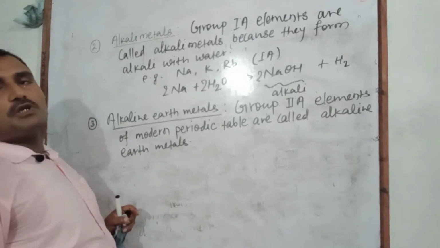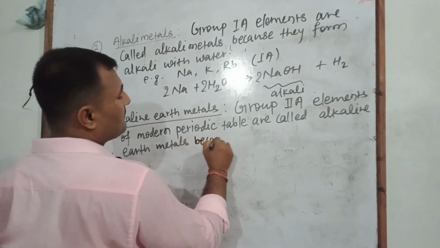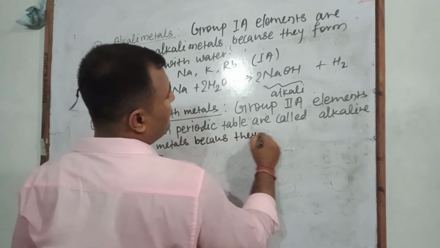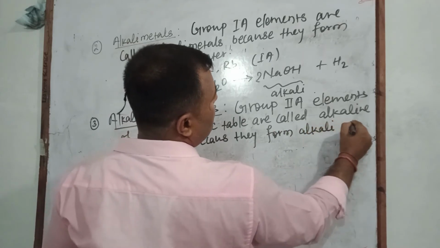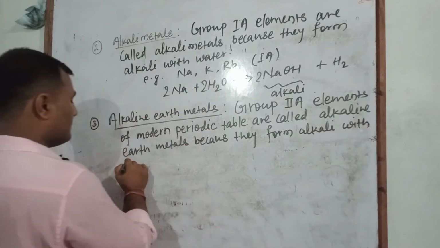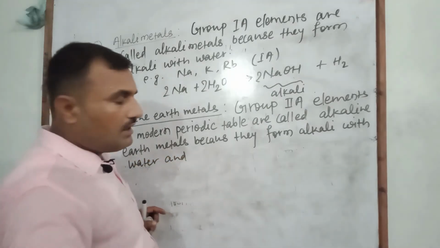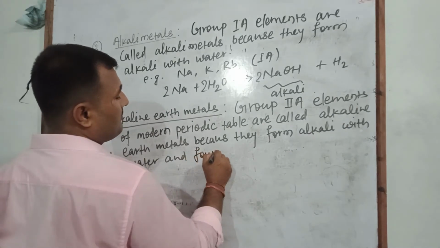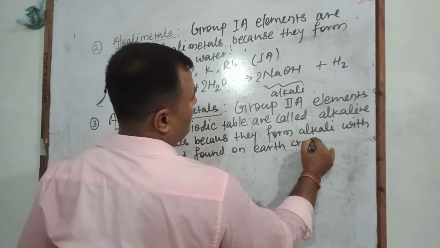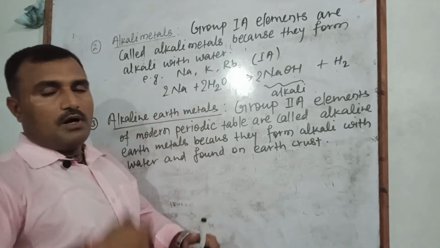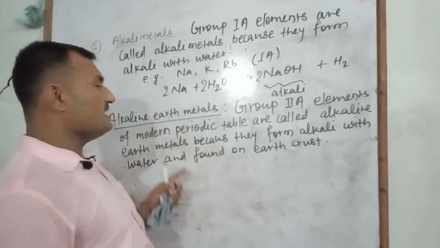Why are these called alkaline earth metals? Because they form alkali with water and are found on the earth's crust. Listen here: they form alkali with water, therefore alkaline, and on the earth's crust they are found, therefore earth.